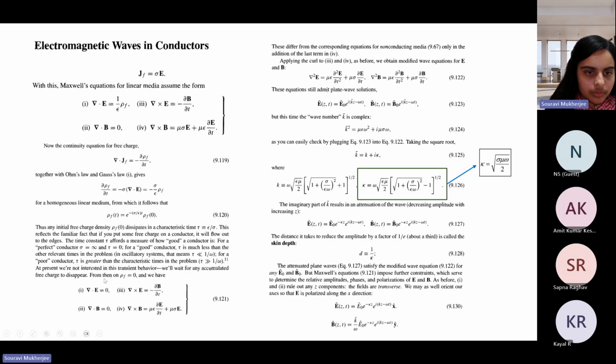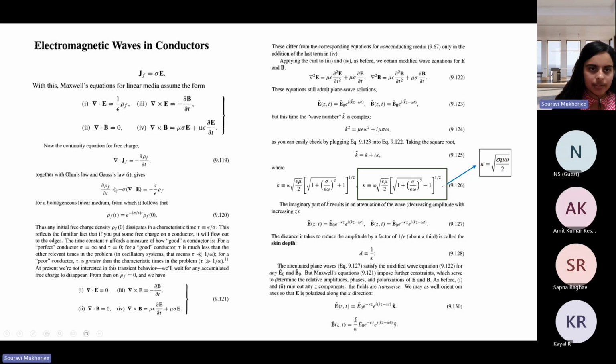Now, what we are concentrating on here is not the transient character, where you put some charge on the conductor and wait for some time so that it goes to the edges. We are not interested in that particularly now. What we want to see is what happens after that. Your rho would go to zero. There is no charge inside the bulk of your metal or conductor.